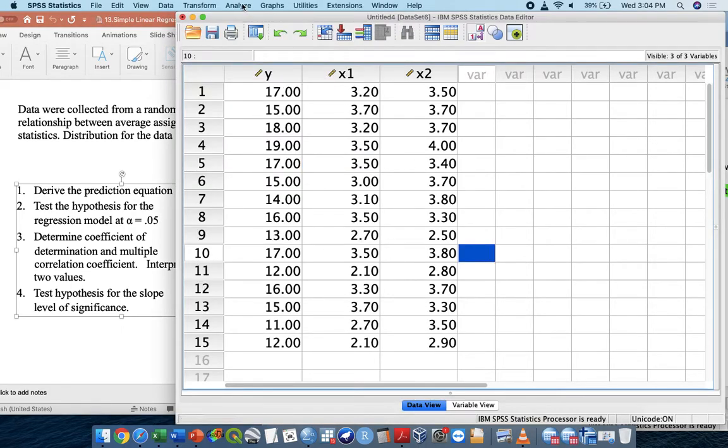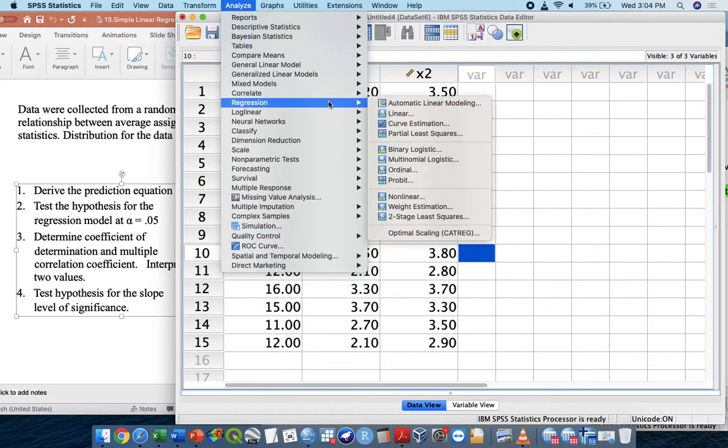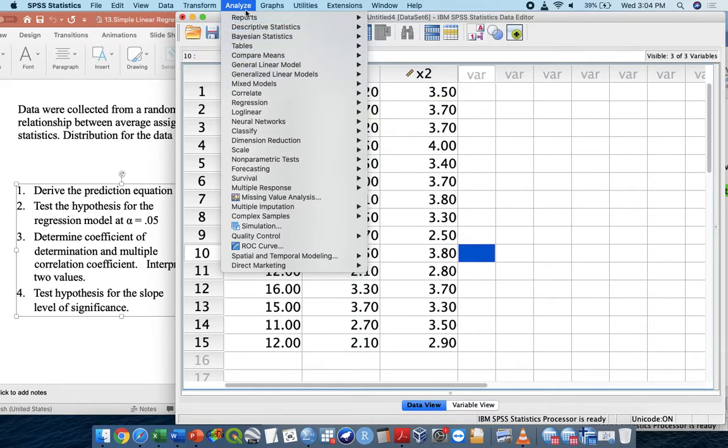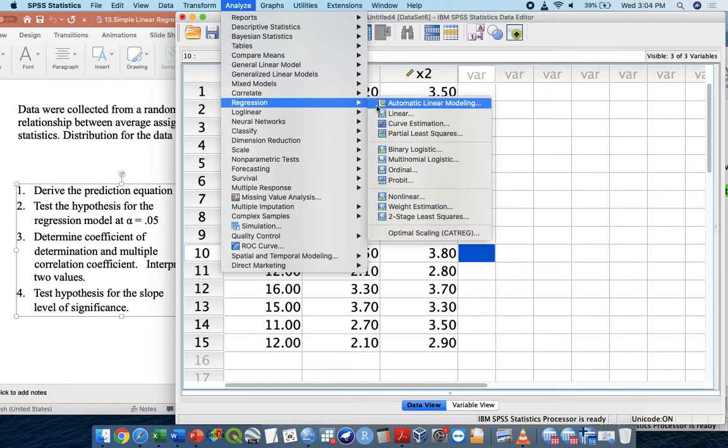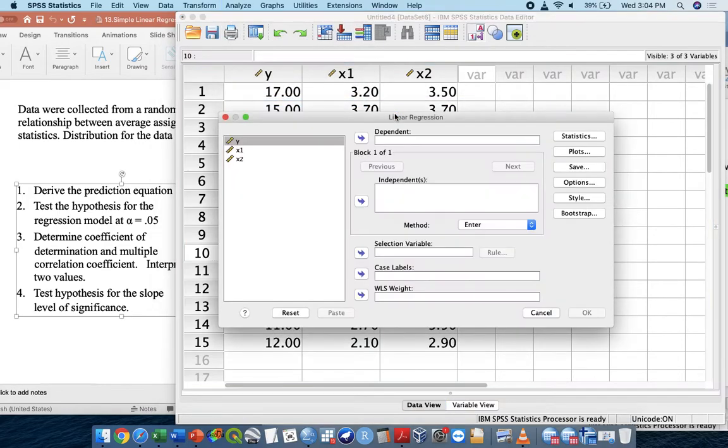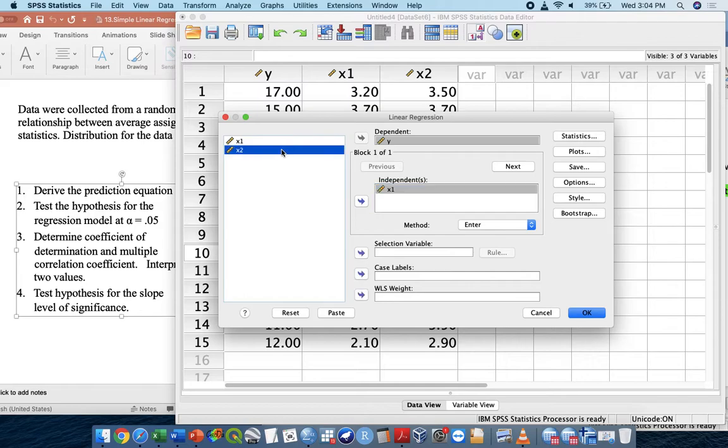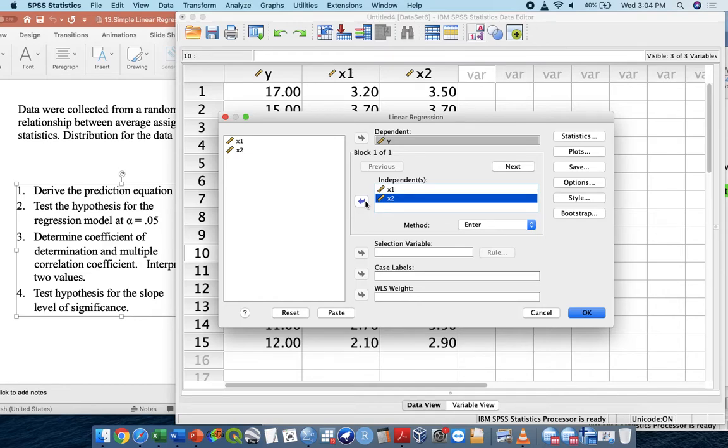How to do that? Go to Analyze, proceed to Regression, and then proceed with Linear. In this Linear dialog, you enter the y as your dependent and enter your x1 and your x2 into the independent. When you enter these, you hit the OK button, and straight away SPSS will give you your regression model.